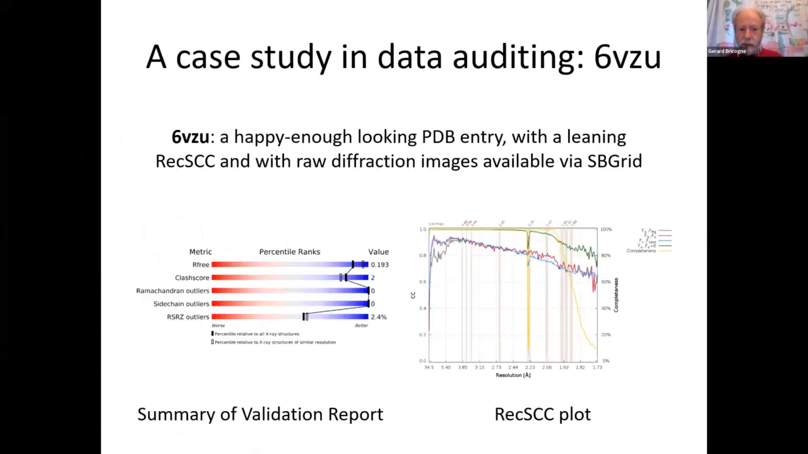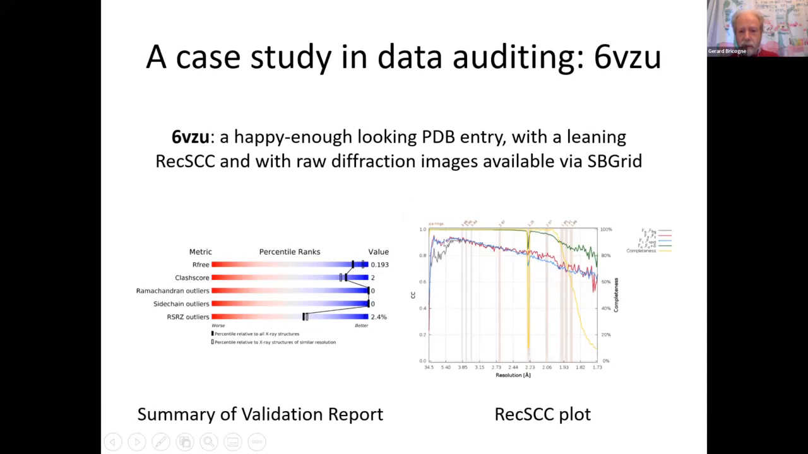Where do these outliers come from? I will just demonstrate the tools that we have been developing, which are still in development, but which we have been trying to exercise in a useful way. Here is 6VZU. If you look at the validation report, you don't worry about anything. It has actually just the right vital statistics on all these criteria.